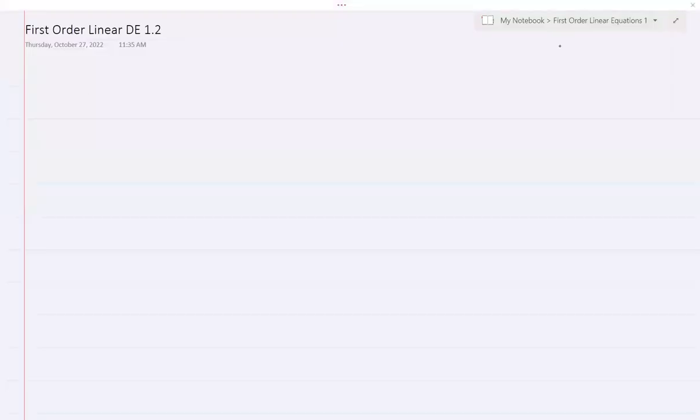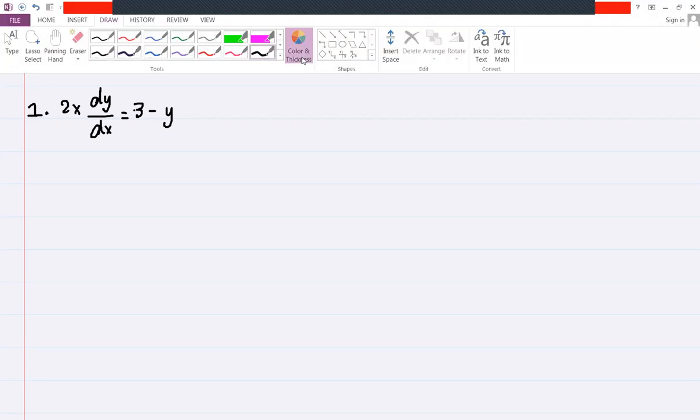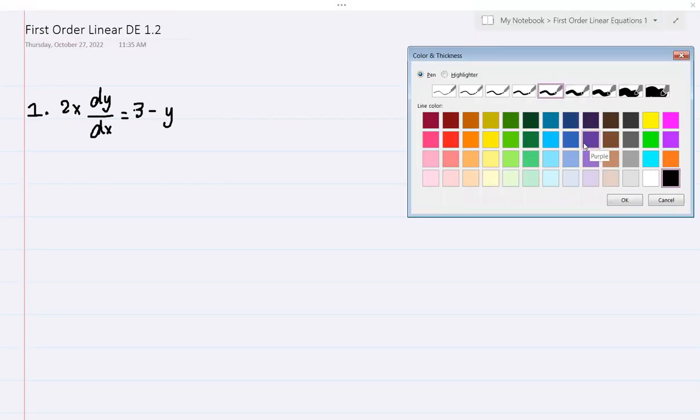Let's have a second practice about first order linear differential equations. So let's start by answering the first problem. In the first problem, we have 2x times dy all over dx is equal to 3 minus y. Okay? So how would you find the general solution of a given first order linear differential equation?